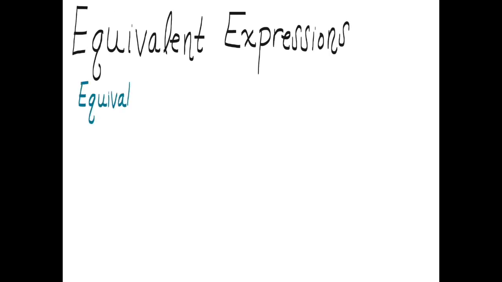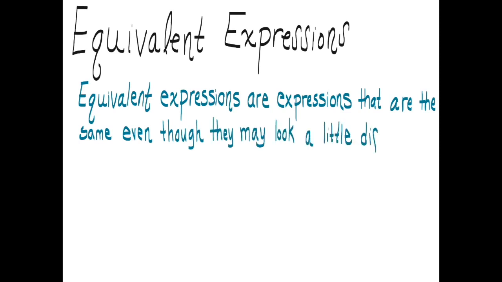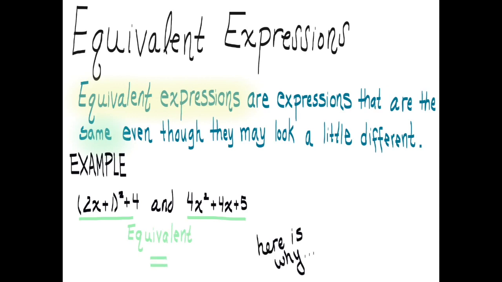Welcome back. Today we're going to look at equivalent expressions. And really, if you have two equivalent expressions, they have the same value, but they just look a little bit different. So an example that we're going to look at is (2x + 1)^2 + 4 and 4x^2 + 4x + 5. And we are saying that these two are equivalent, or that they are the same thing. So we're going to take a look at how we can show that they are equivalent.